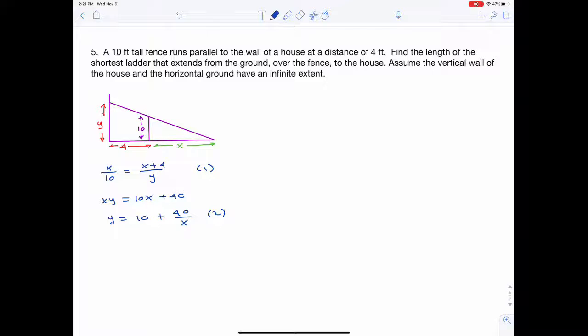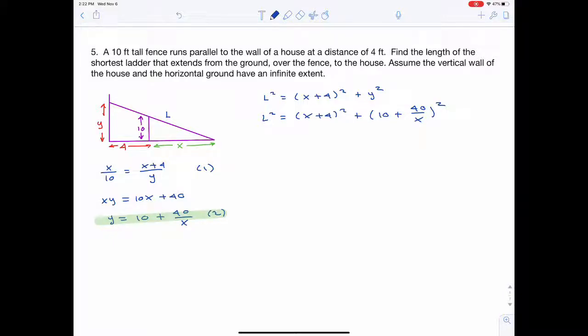Now I need a primary function. Obviously what I'm trying to minimize or maximize is the length of the ladder. I think you would agree, in order to find the length of the ladder, I'm going to use Pythagoras' theorem. If the ladder's length is L, then L squared equals the base, x plus 4 squared, plus the height, which is y squared. Substituting what we found into my formula, I get L squared equals (x plus 4) squared plus y squared, which is (10 plus 40 over x) squared.